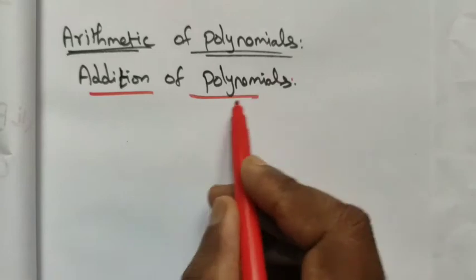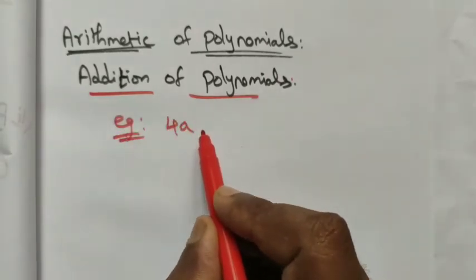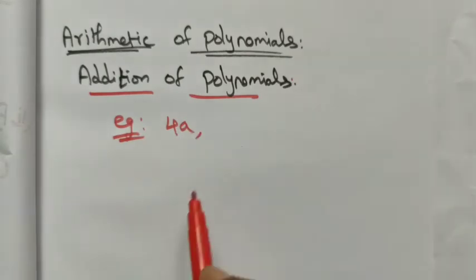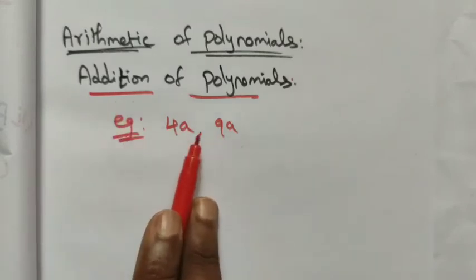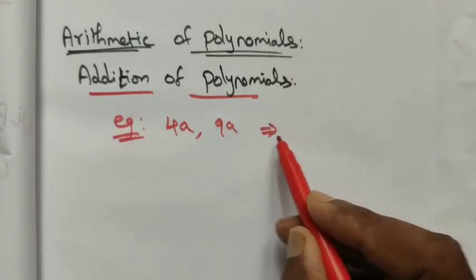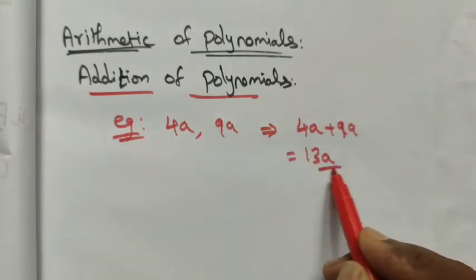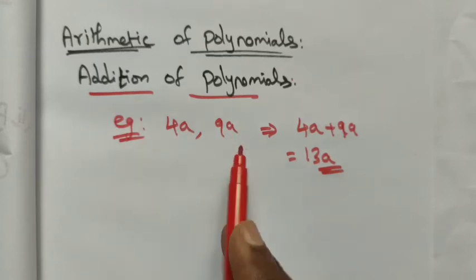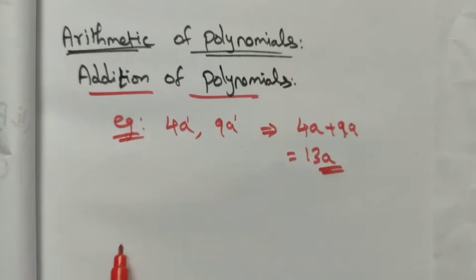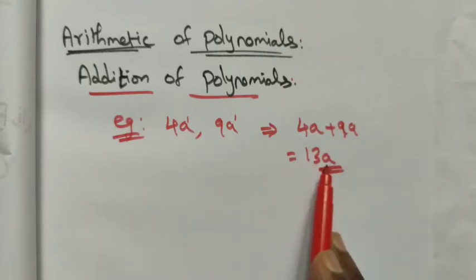That is, for example, we take 4a as one of the terms, 9a as another term. If you want to add these two terms, 4a plus 9a is equal to 13a. Here also we have the variable a, here also we have the variable a, and the variables' powers are both equal, then we can add them. Only these terms are called like terms, right? So the sum of these terms is equal to 13a.